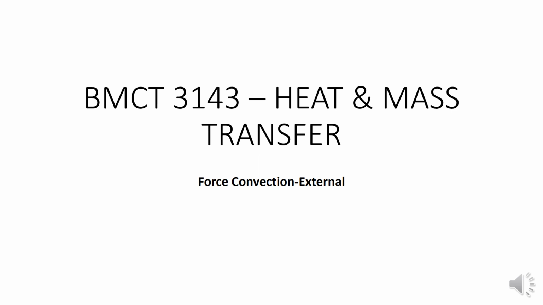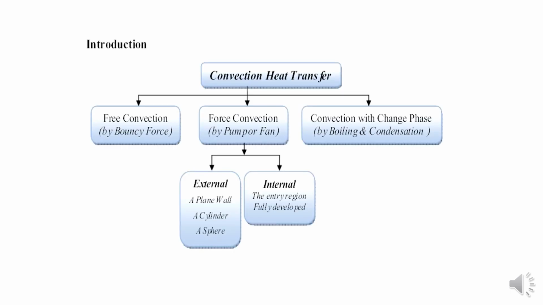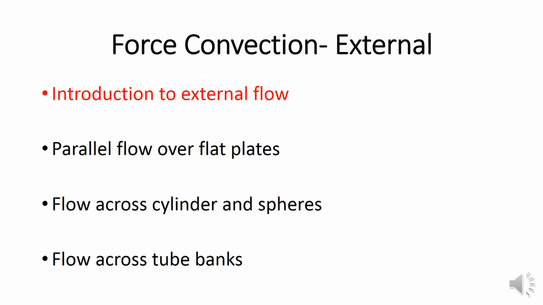So this is a lecture of BMCT 3143 Heat and Mass Transfer for the topic of forced convection for external flow. In convection heat transfer, there are three types of convection: free convection, forced convection, and convection with phase change. Free convection is by buoyancy force, forced convection is by pump or fan, and convection with phase change is by boiling and condensation. For forced convection, there is external flow and internal flow, and in this video I will give the introduction of the external flow.